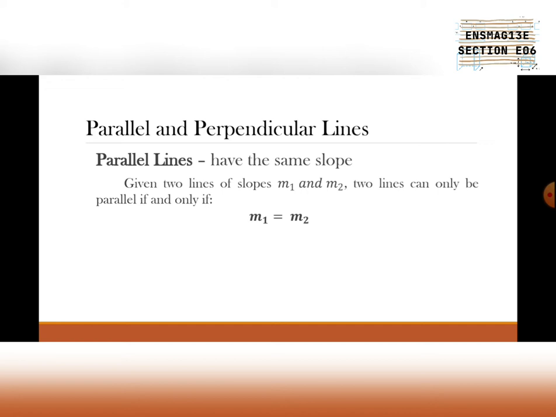Given two lines of slope m1 and m2, two lines can only be parallel if and only if the slope of the first line is equal to the slope of the second line. That is, both lines have the same value of the ratio of their rise over run.